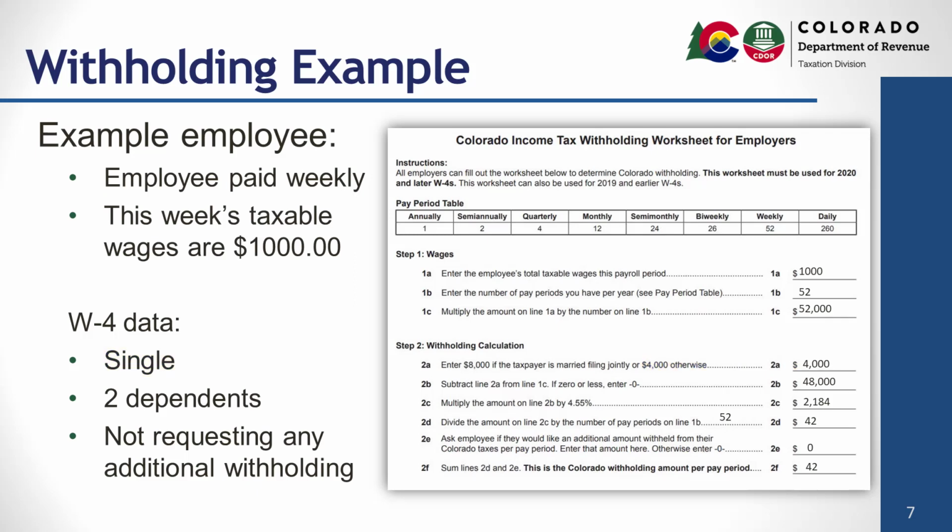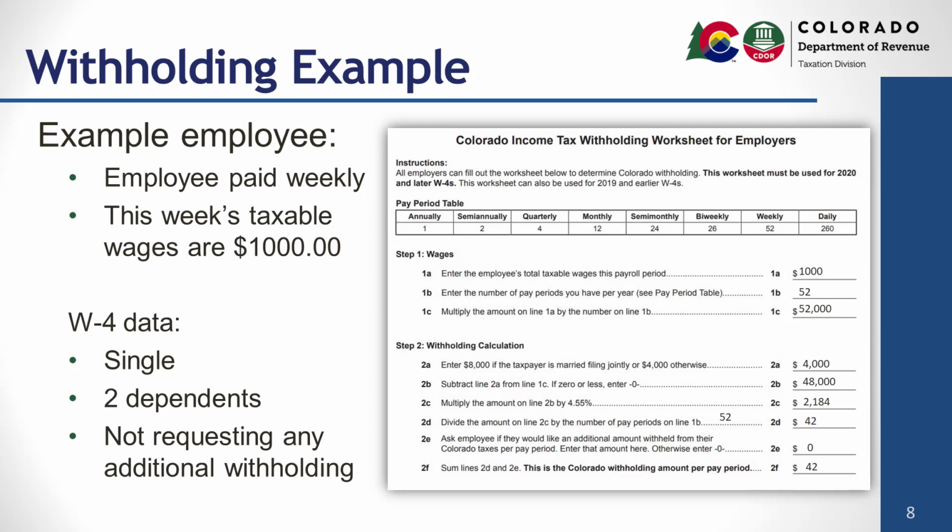Following the worksheet instructions, line 1C minus 2A equals $48,000. This value is input on line 2B. Line 2B is then multiplied by 4.55%, the Colorado income tax rate. $2,184 is the result entered on line 2C. Next, the value on line 2C is divided by the number of pay periods used on line 1B, 52 in this case. The result, $42, is entered on line 2D.